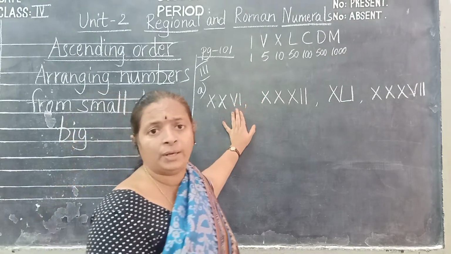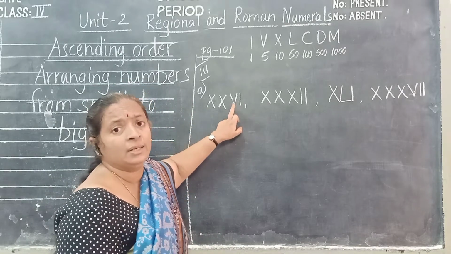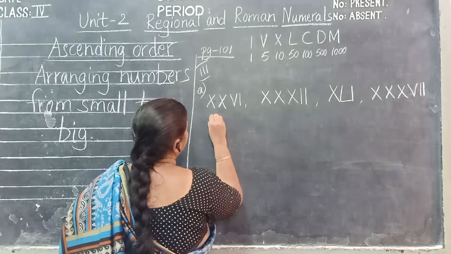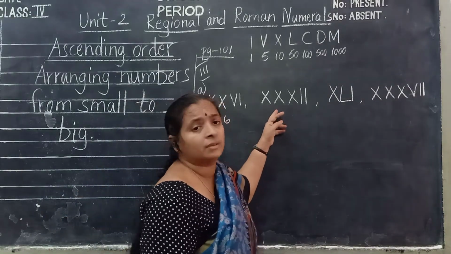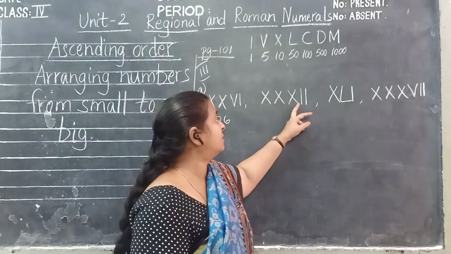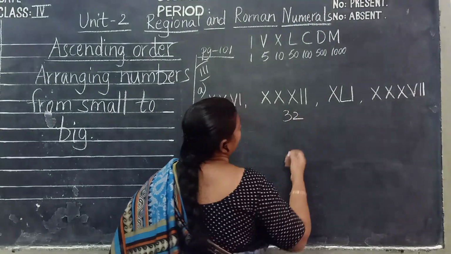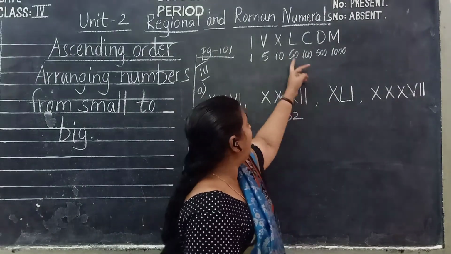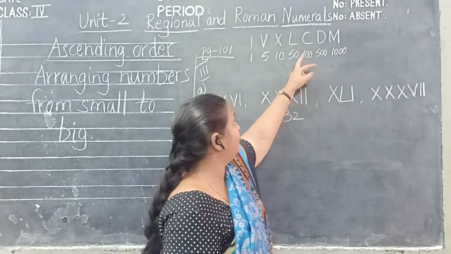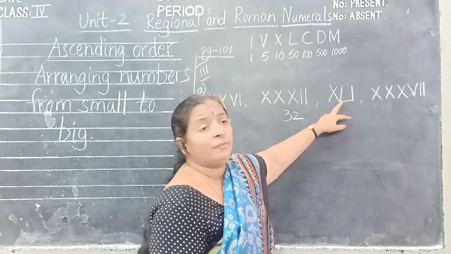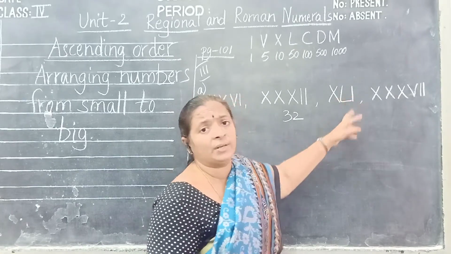First we should change this one into Hindu-Arabic numerals. See children, 2x. What is this one? 26. What is this one, children? 3x and this one? 32. What is this one, children? L. L is 50. But we have X on the left side. So 50 minus 10, 40. And this one 1, 41.